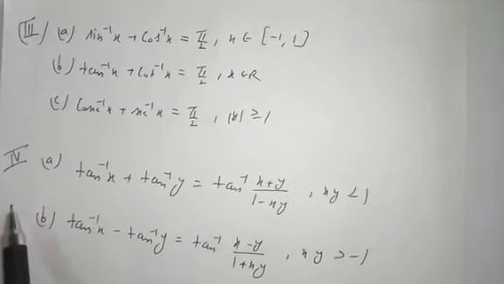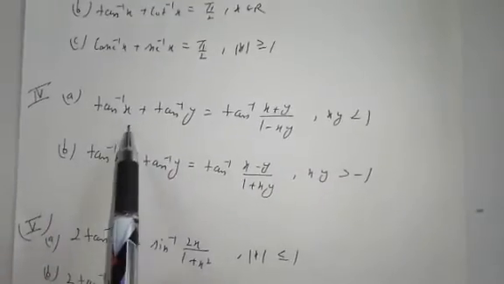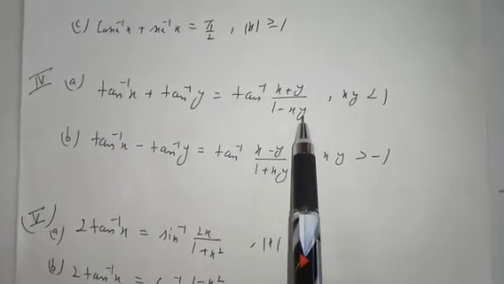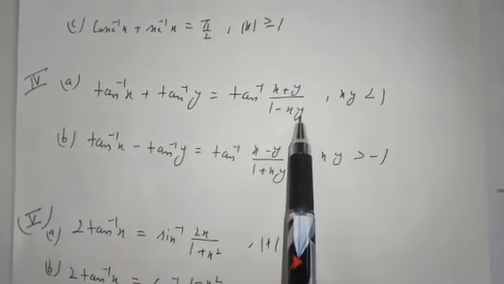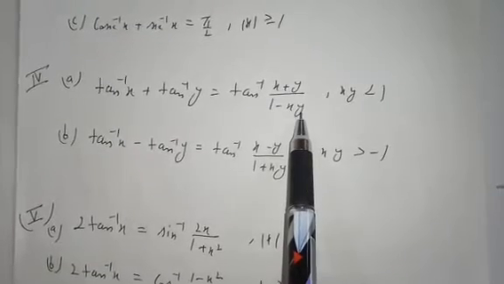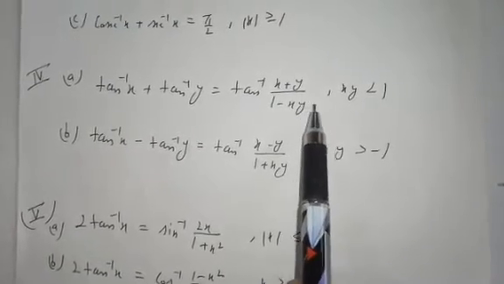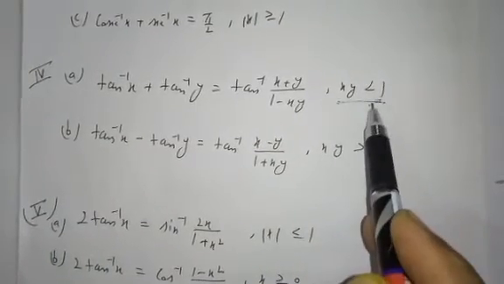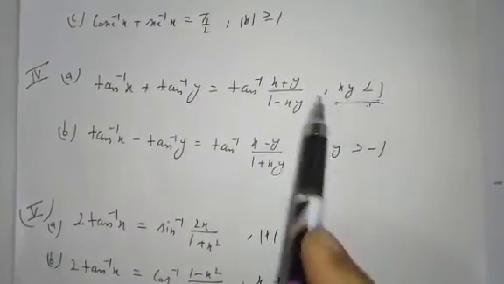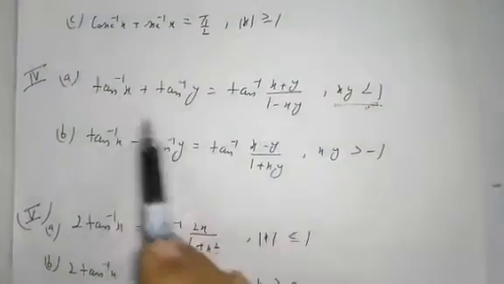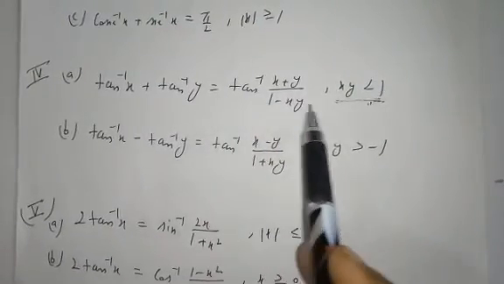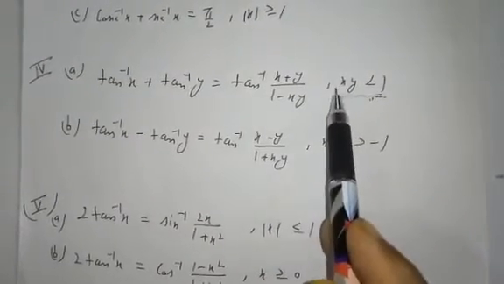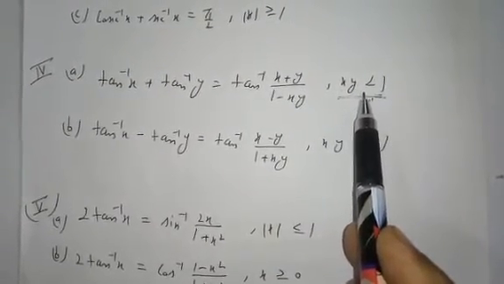Now fourth property: tan inverse x plus tan inverse y equals tan inverse of x plus y upon 1 minus xy. So this is very important, and this is applicable only under the condition that the product xy is less than 1. So before applying this property, we always check whether the product xy is less than 1 or not.